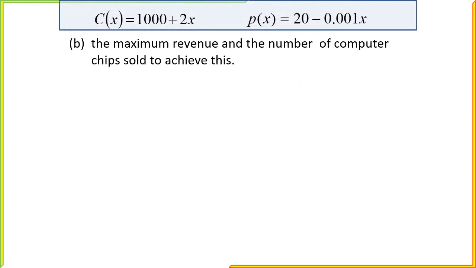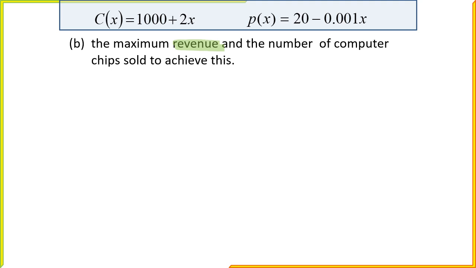So for question B, the maximum revenue and the number of computer chips sold to achieve this. So for maximum revenue, we need the revenue function as usual. So what is the revenue function? Do we have the revenue function? No, we don't have the revenue function. So we need to find it.